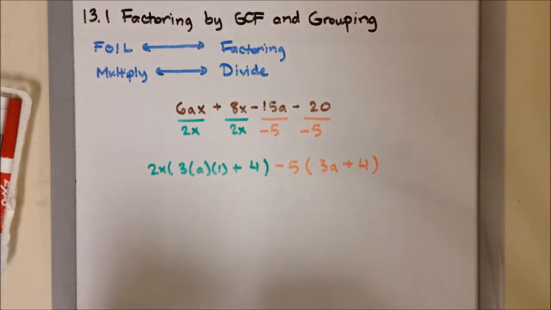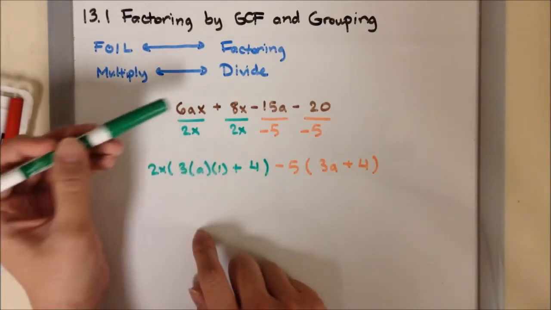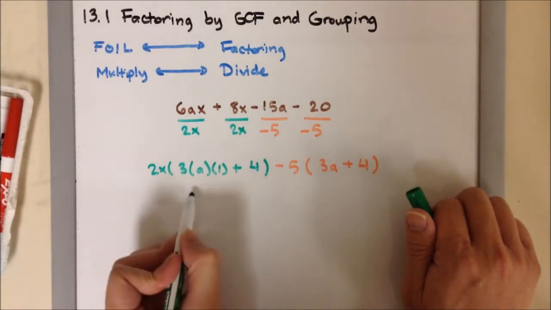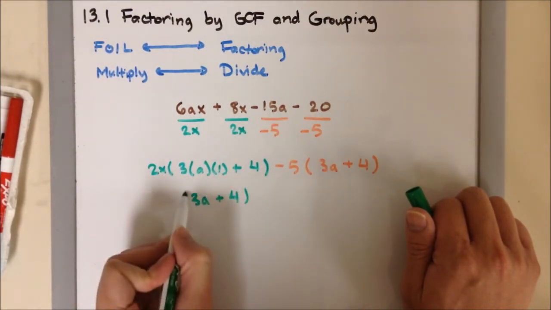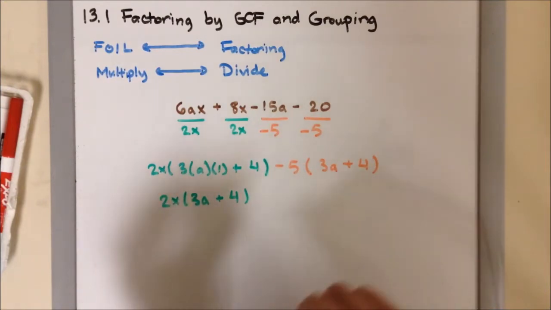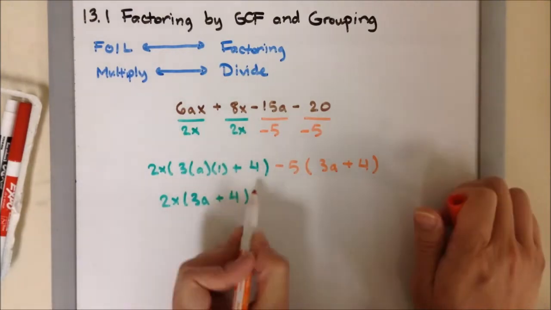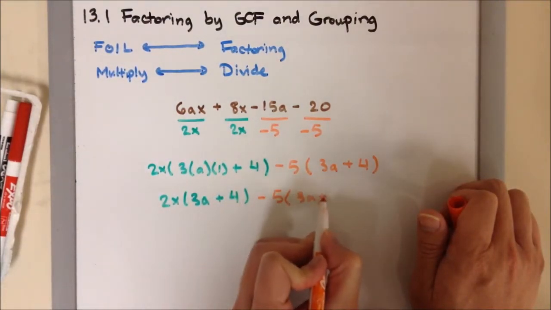Alright, so let me rewrite this one, and again I wrote out the 1 because I did x divided by x. So 3 times a times 1 is simply 3a, and I just have plus 4. And here's my GCF. And then let me bring down the right side, minus 5, 3a plus 4.